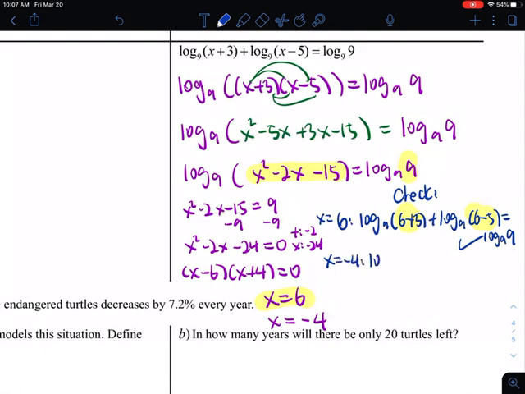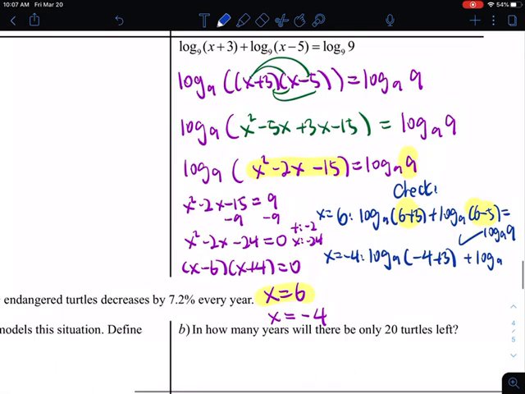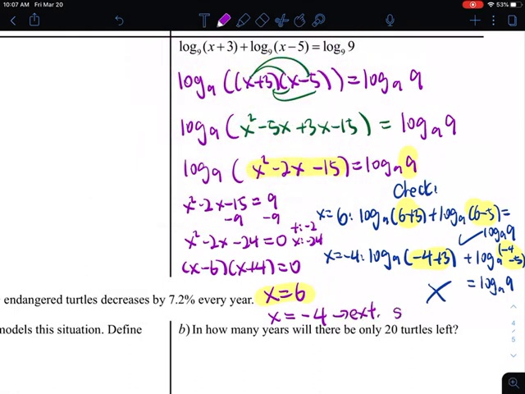But let's also check -4. If we just look at it really quickly, we see that this one will not work, because we will end up taking a log of a negative number. So -4 minus 5 here is equal to log base 9 of 9. We get -1 here, and we also get a negative here. So -4 is going to be no good. And we call that an extraneous solution.